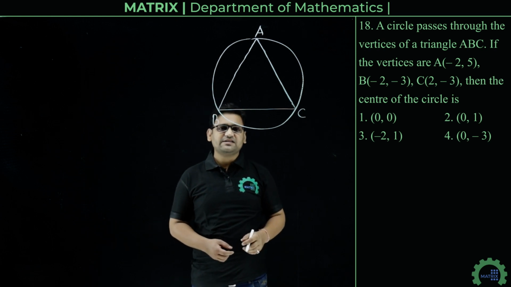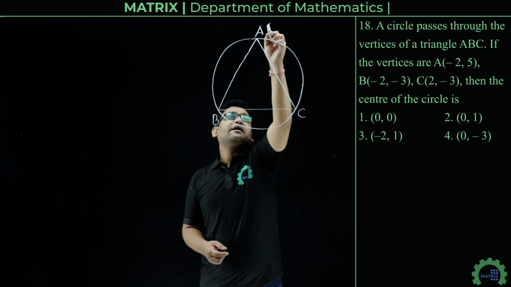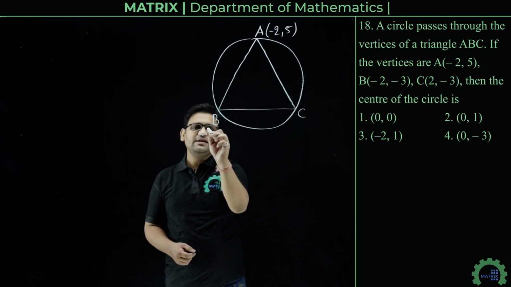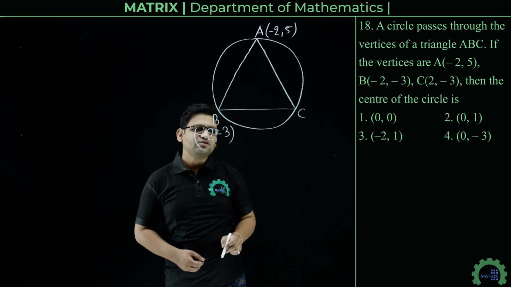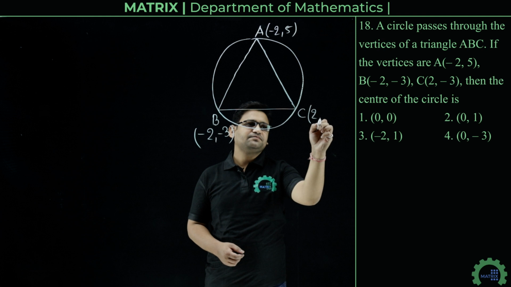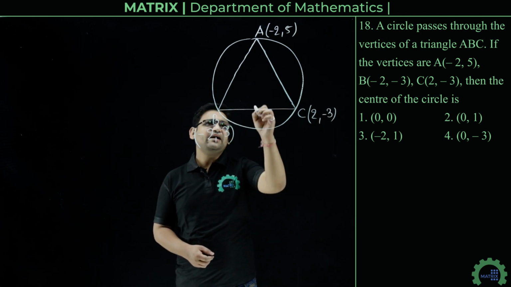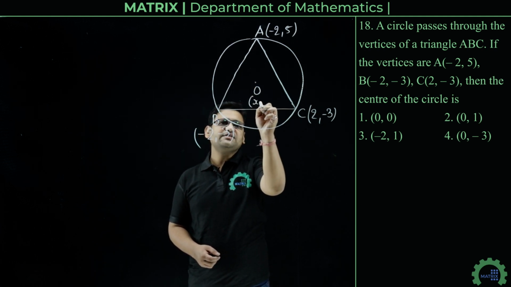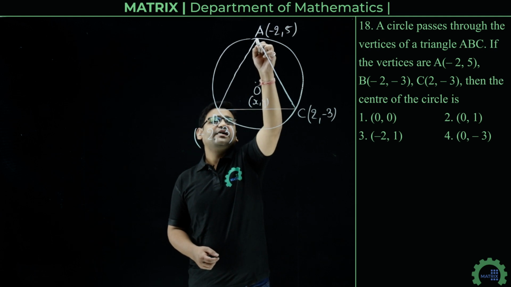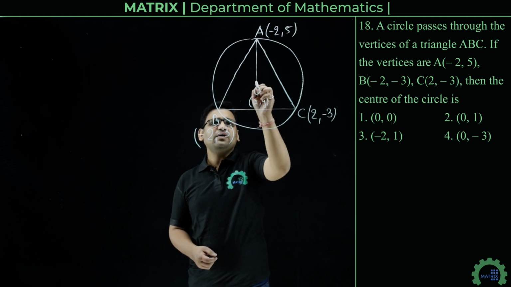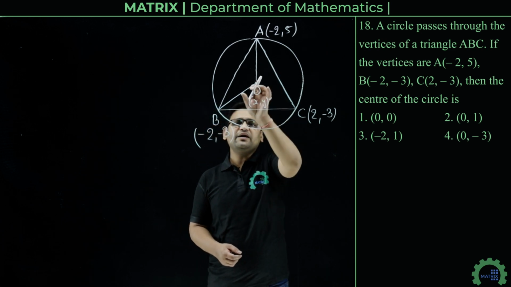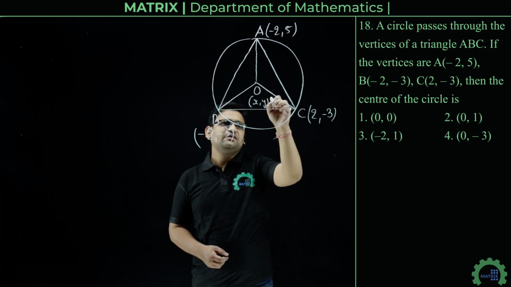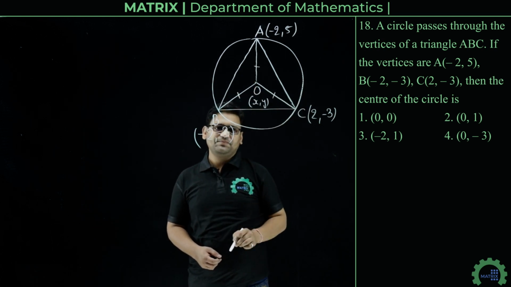Let's say this is triangle ABC, and the coordinates of the vertices are given, that is A is (minus 2, 5), vertex B is (minus 2, minus 3), and the coordinates of C are (2, minus 3). And we have to find the center of the circle, that is, let's say this is center O of the circle whose coordinates are (x, y). So we can easily find that the radius OA will be equal to radius OB, so OA equals OB. Similarly OB will be equal to OC, that is OA equals OB equals OC.